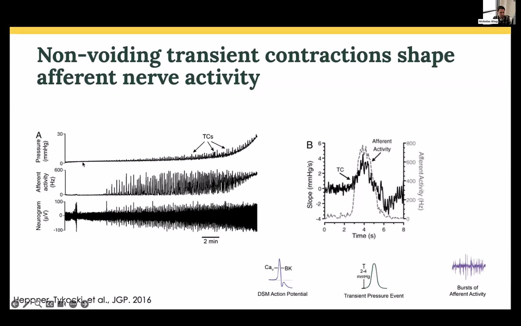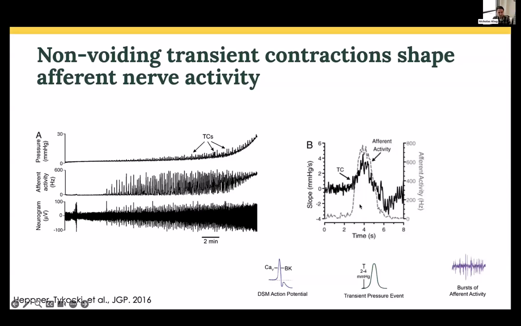So they can fill the mouse bladder, and they see as they fill the bladder with saline, they're just filling the bladder up. You see these transient contractions starting to occur, and then right in line with the beginning of these transient contractions, we see a burst of afferent nerve activity. So the bladder is transmitting nervous system activity, nerve signals, back up to the central nervous system.